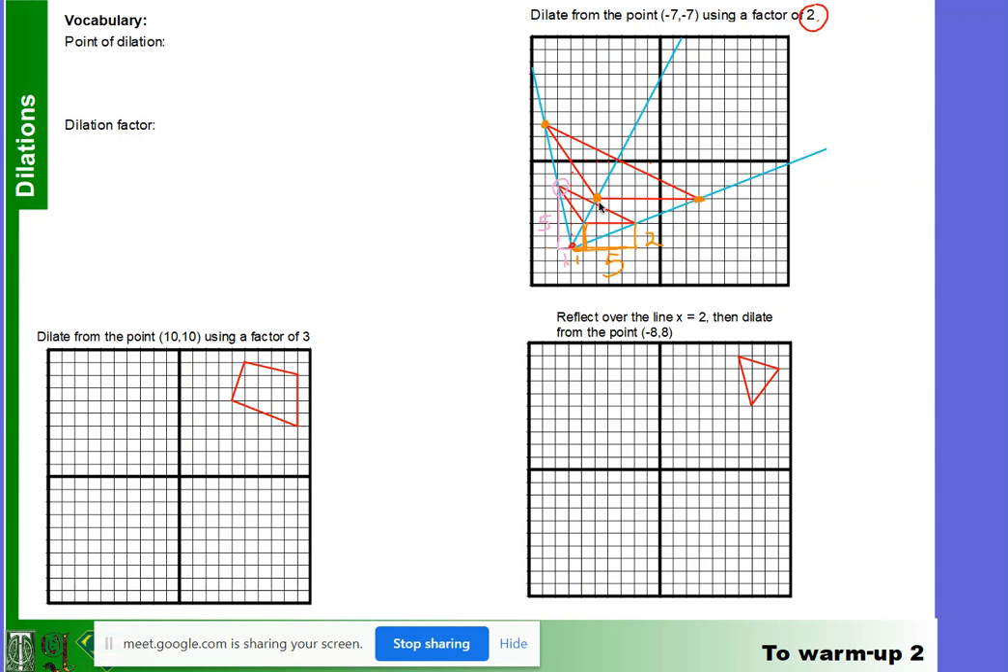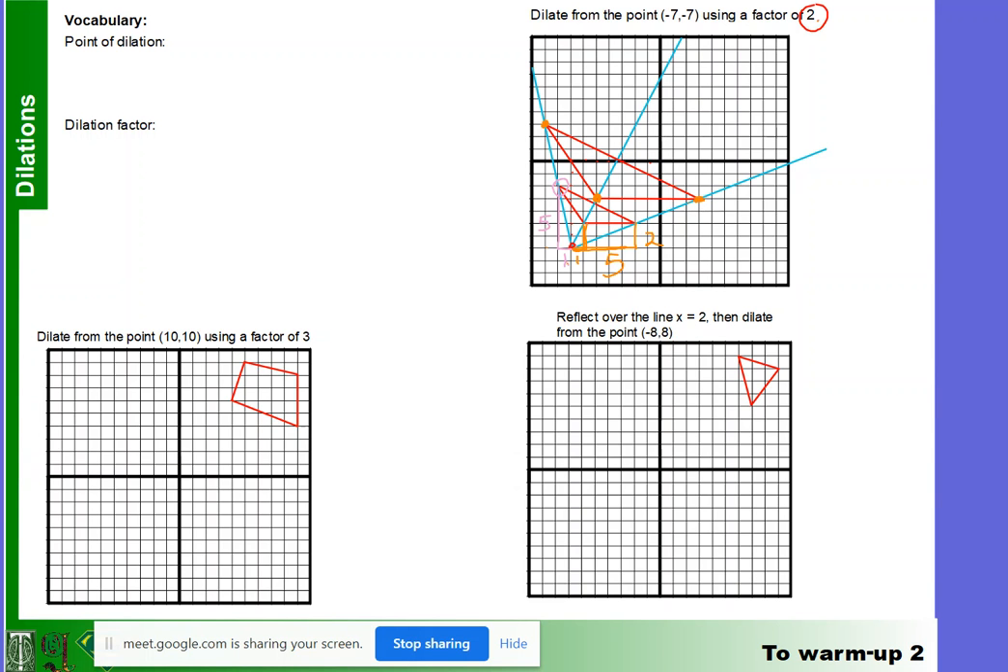So then would you just connect them? Yep, and there you go. That's it. Oh, that's a lot simpler than I thought it was. Yeah, it's really not too bad. It's kind of fun. It looks like the triangle is exploding out of the point of dilation. Yeah. And that's all it is. Okay. Have I fully answered your question, or would you like to do some more?